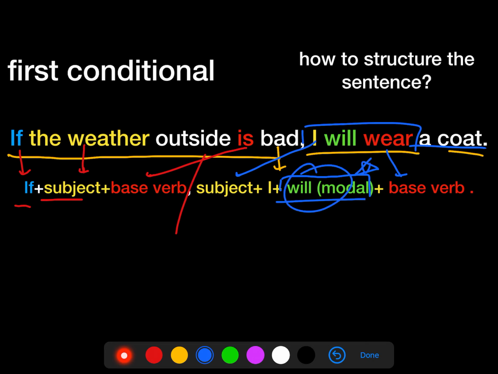So will. We use will. It may happen. That's why we use modal verbs. We can use may and we can use could, but I wanted to make it a bit easier for you guys, so I just put will. One more time. If the weather outside is bad, I will wear a coat. Okay, very good.